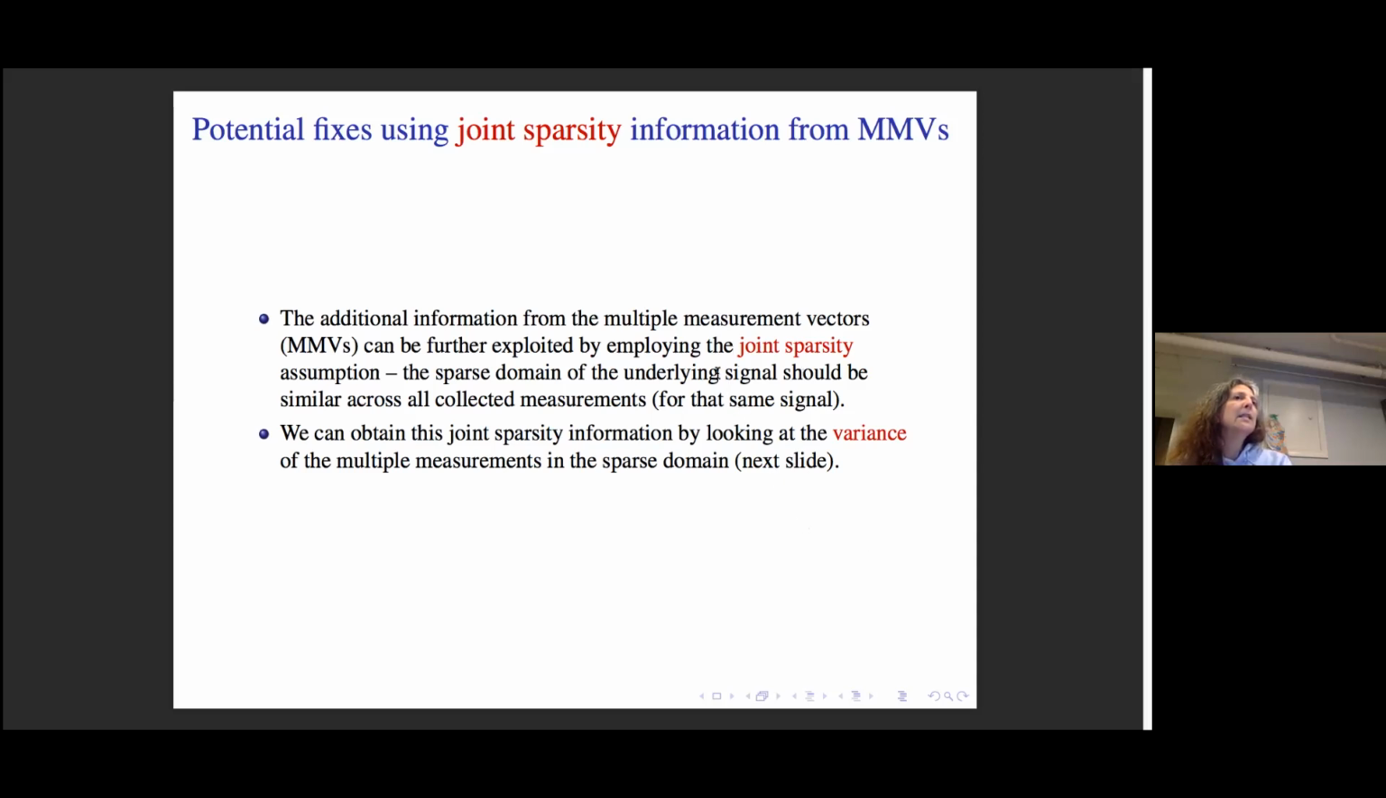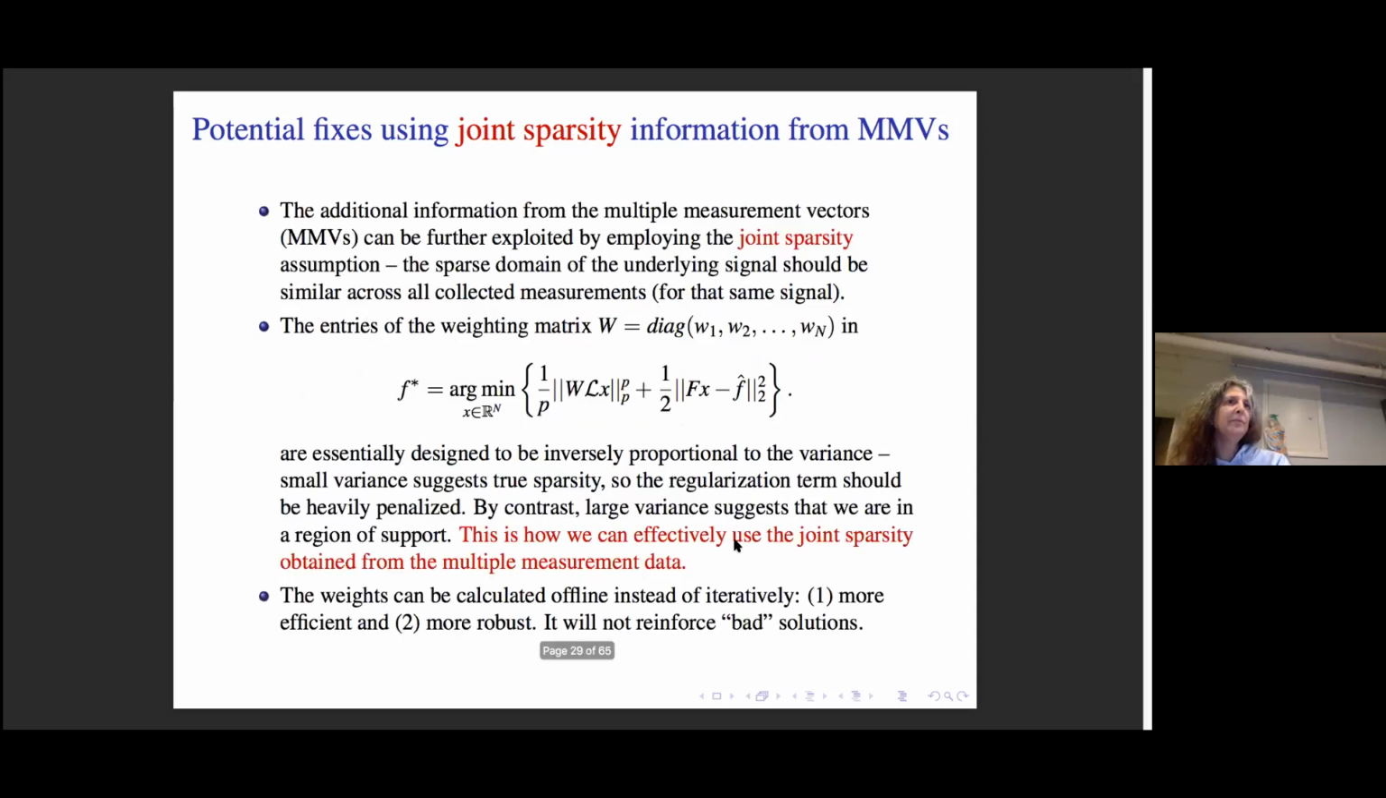But what we said is that with this joint sparsity, you can actually get at what the support is in the sparse domain by looking at the variance of the multiple measurements in the sparse domain. I'll talk about how you do that in a minute. So the idea is that you figure out where the support is in the sparse domain.